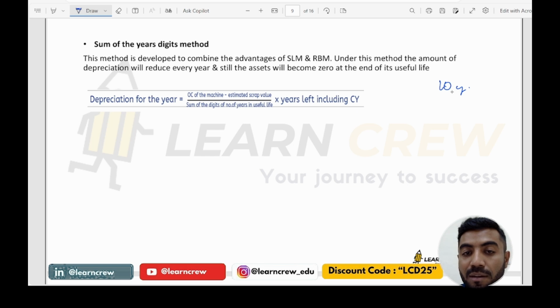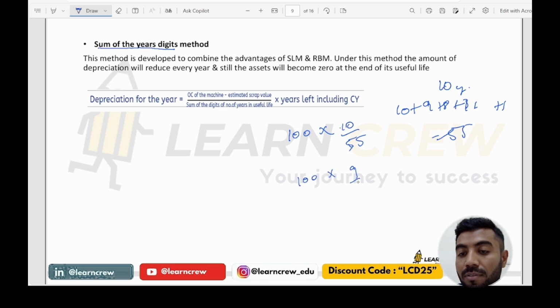Here we take the sum of the years digits. That is nothing but 10 plus 9 plus 8 plus 7, and so on till 1, which gives you 55. So the first year will be the cost of the machine, that is 100 rupees, into 10 by 55. Second year, 100 into 9 by 55. In this way, the formula is original cost of the machine minus estimated scrap value, divided by the sum of the digits of the number of years in useful life, that is 55, into years left, including the current year. That is, in the first year 10 years are there, in the second year 9. This automatically keeps reducing. This is basically the sum of years digits method.